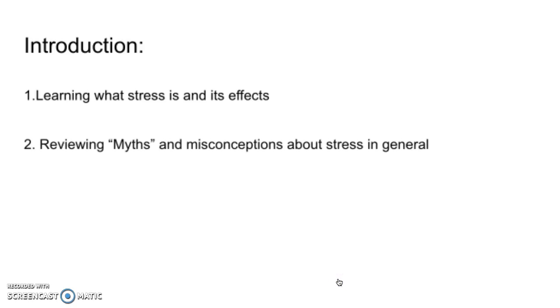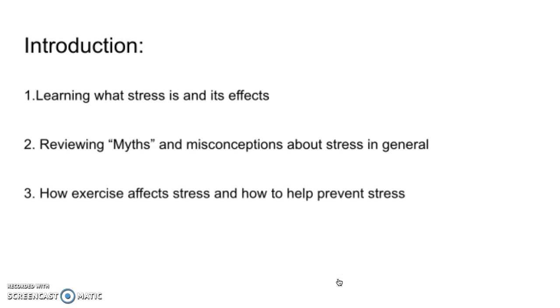In this workshop we will be going over three main objectives. 1. Learning what stress is and its effects. 2. Reviewing myths and misconceptions about stress in general. And 3. How exercise affects stress and how to prevent stress. These three objectives will help us manage stress better by the end of this workshop.